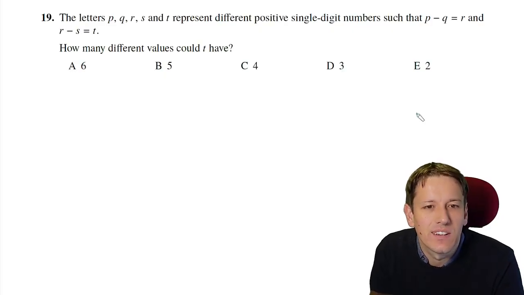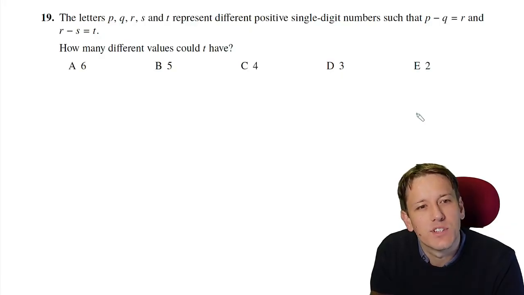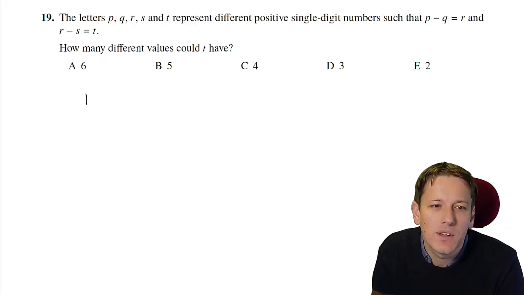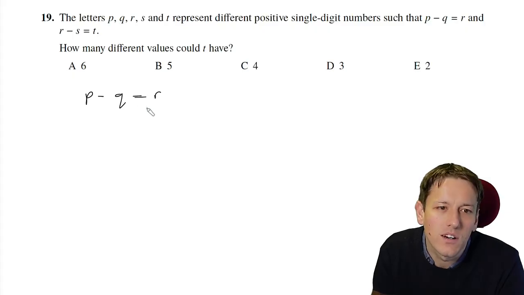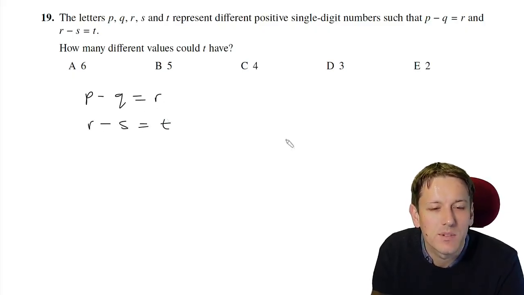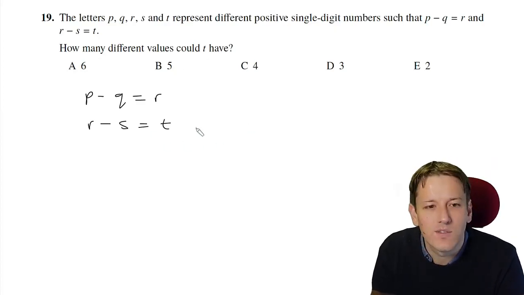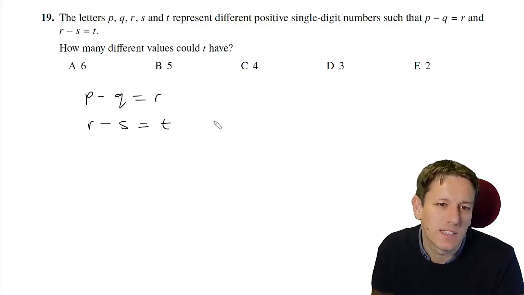There's only 9 or 10, I suppose, single digit numbers if we include 0, to check here. We want to make P minus Q equal to R, and R minus S to be equal to T, and how many different values could T take? So let's just run through them. Okay, so if T is 0, R and S would have to be equal, so we can't make T 0.